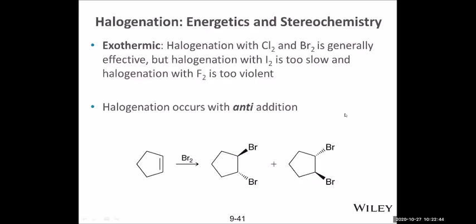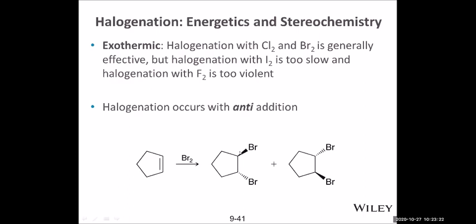The halogenation reactions, what do we find out? In halogenation, adding halogens, the two halogen atoms are added on opposite sides of the double bond. So use cyclopentene, a simple alkene, as an example. We add two halogens, two bromines, one bromine on one side of the plane, and the other on the opposite side. So this is what we call anti-addition.